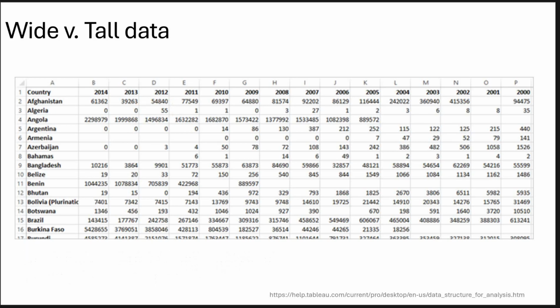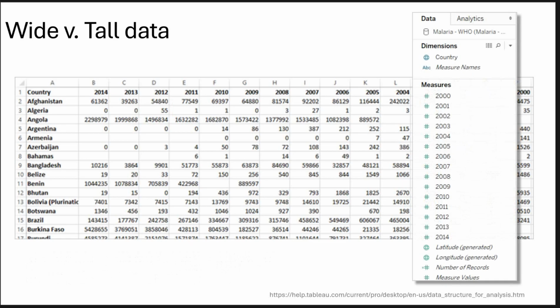If we bring this data into Tableau, you would see that each year field is listed as an independent measure. We have a field for 2000, a field for 2001, a field for 2002. But there's technically no measure describing the number of reported cases. It isn't possible to display the change in reported malaria cases over time when each year is listed as its own measure.